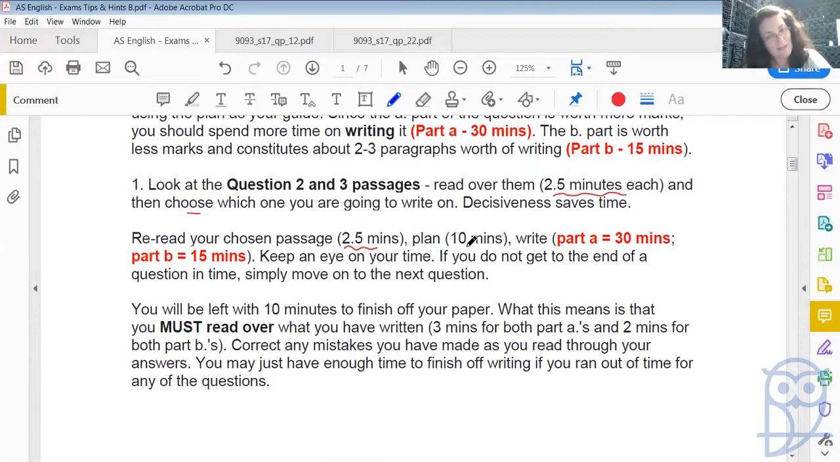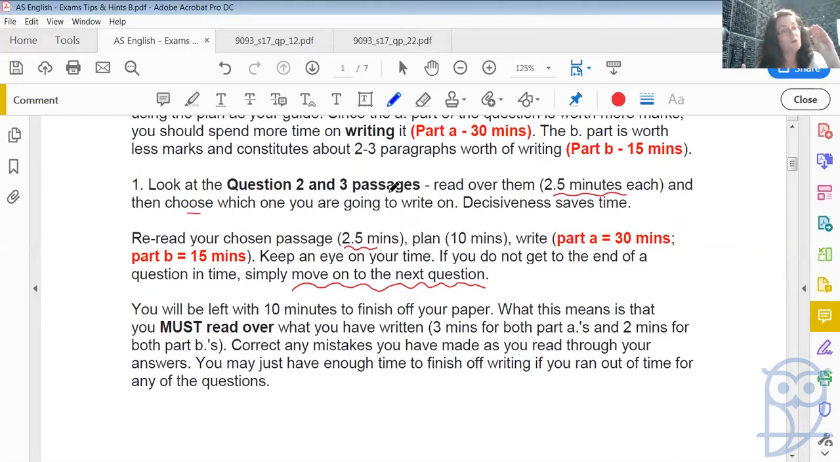Plan your plan for 10 minutes. Write part A for 30 minutes and part B for 15 minutes. Keep an eye on your time. If you do not get to the end of a question in time, simply move on to the next question. Do you see that? If you are struggling to get through a question, you are going to be wasting a lot of valuable time. Rather move on to something that might earn you more points than trying to struggle and waste time. Okay.